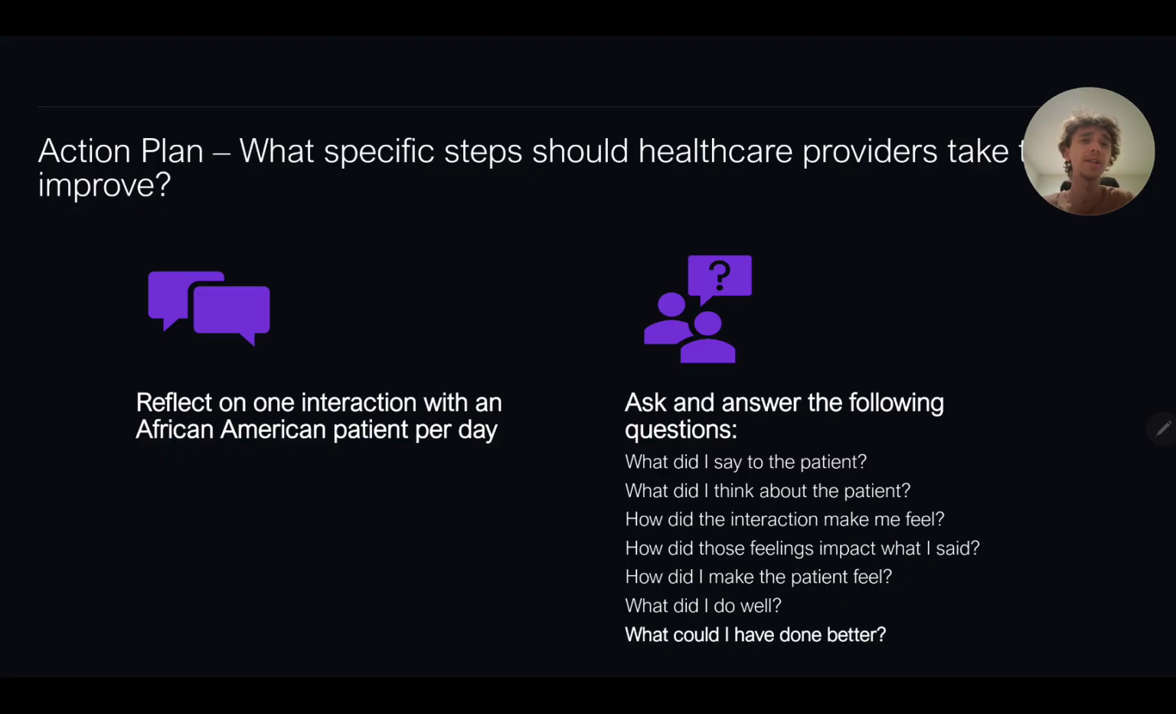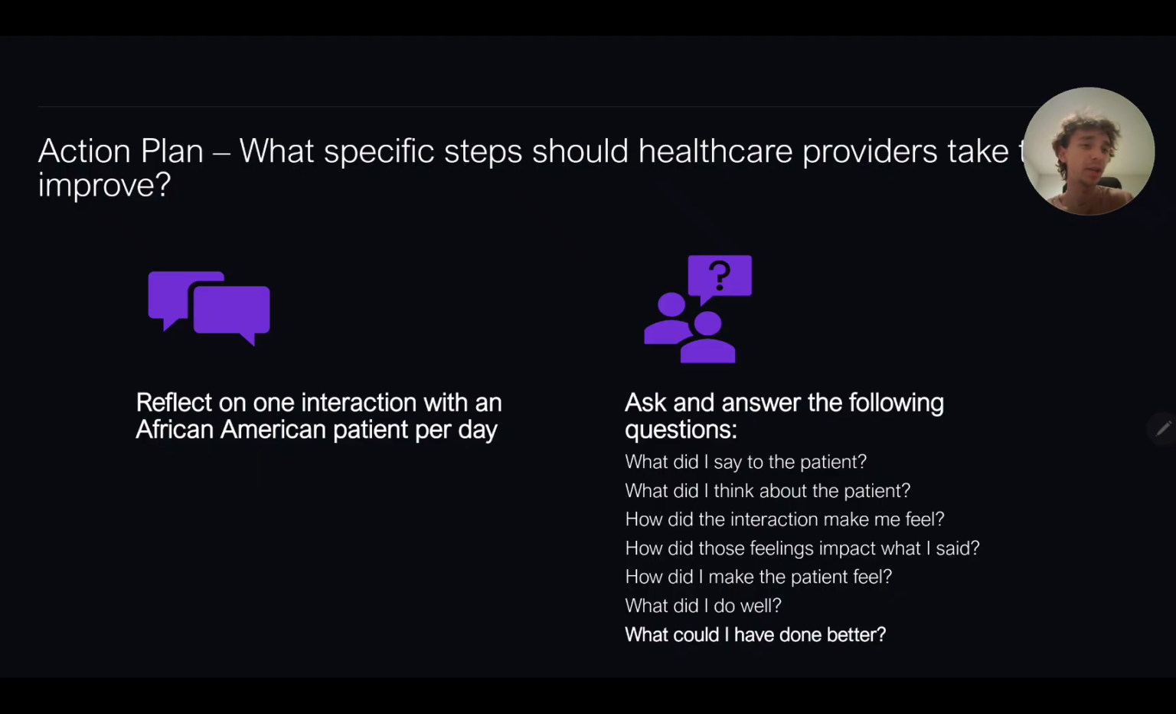Well, I would like to challenge all healthcare providers to reflect on just one patient interaction, it shouldn't take too long, with an African American patient per day. And of course, this doesn't only apply to African Americans, it can be a patient of any different culture that you feel like you would like to understand more and improve on. So what is a part of that reflection? Well, it would require us to ask certain questions about how the interaction went.